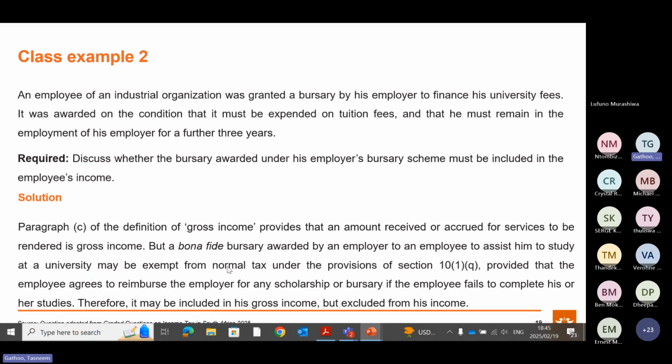So in this case, we speak to that to say it may be exempt. However, it won't be exempt unless he agrees to reimburse the employer. Assuming in this case, because they didn't give us that information, that the employee did agree to reimburse the employer if he fails, it will be included in gross income, but then exempt, and therefore excluded from his income.